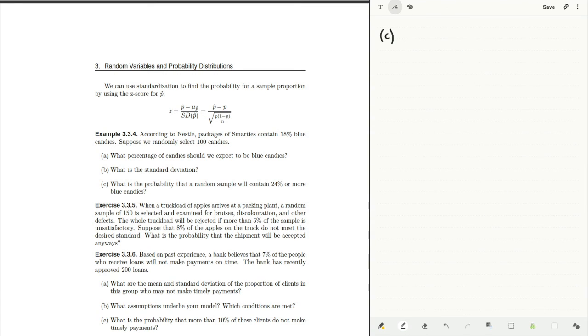Now, what is the probability that the clients do not make timely payments? So here we're going to use our normal model. And the mean is equal to P, which is 0.07. And from part B, we're given that the standard deviation was approximately 0.018. So to find the probability that more than 10% of clients do not make payments on time is given by the area to the right of 0.1.